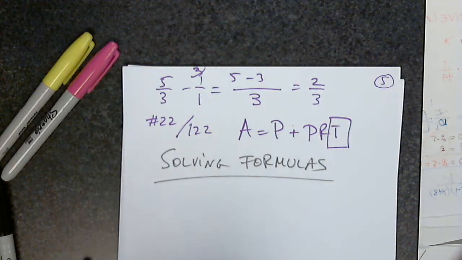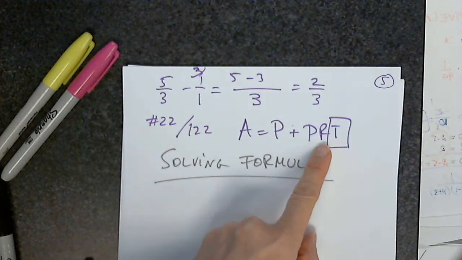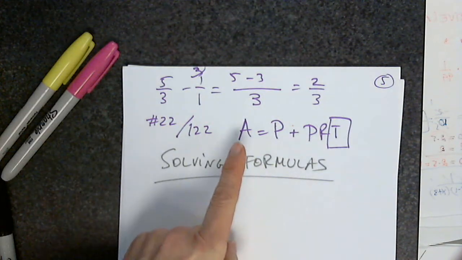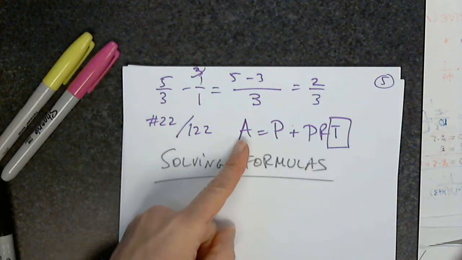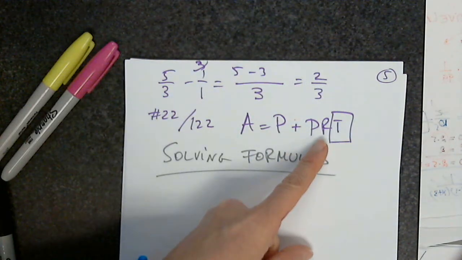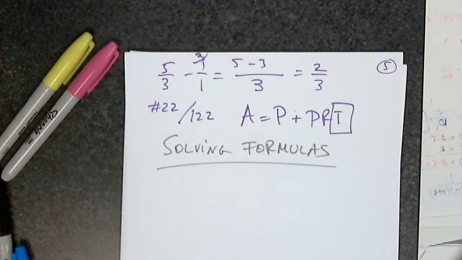I see several variables here. I see A, uppercase A, I see P, I see R, and I see T. There are 4 variables. Why would they pick T? I don't know. But we are asked to solve for T. I have to assume that A is a number. So in my head, I'll say, I don't care. It's a number. P, I don't care. It's a number. R, I don't care. It's a number. I'm only solving for T. So imagine that those are numbers and the only variable is T. What will you do first?